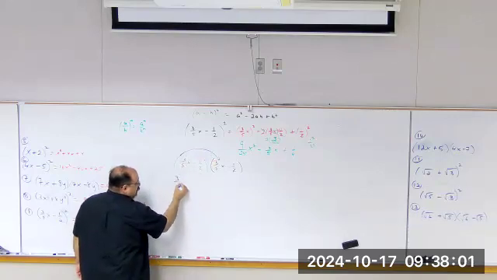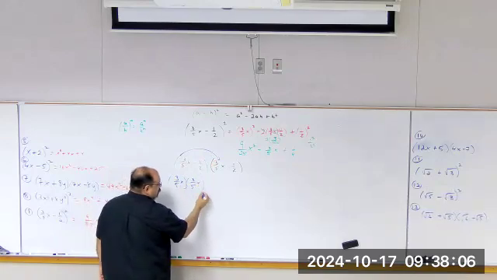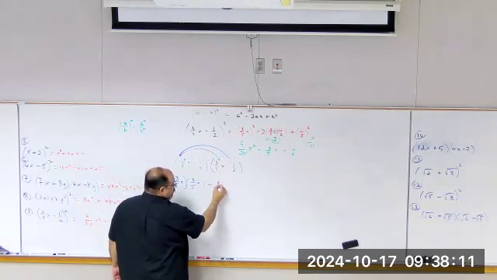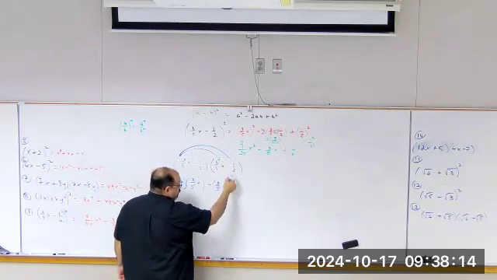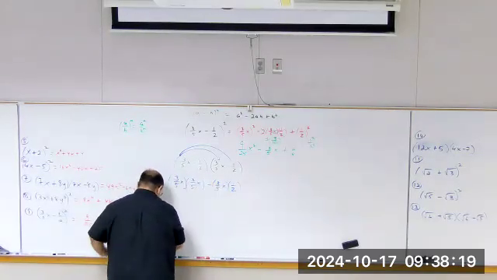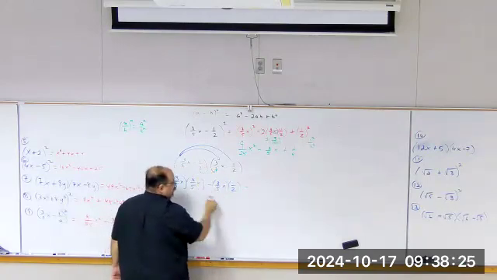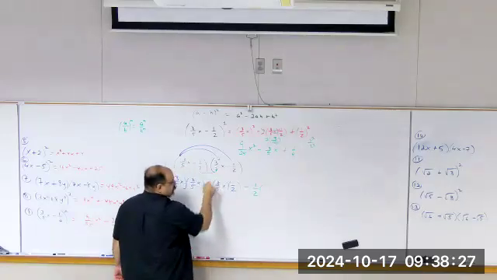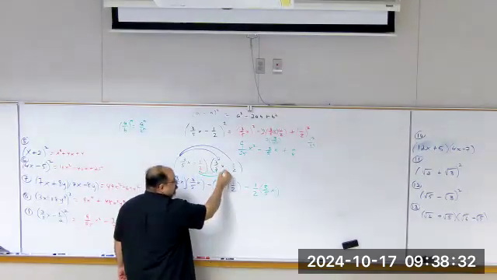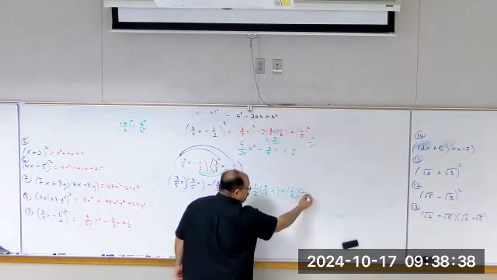So this 3/5x times the other 3/5x. And then a positive times a negative is going to be a negative, and I have 3/5x times that. And then I have a negative times a positive, so that's going to be a negative, and I have 1/2 times this 3/5x. And then I have a negative times a negative, so that's going to be a positive, and I have 1/2 times 1/2.